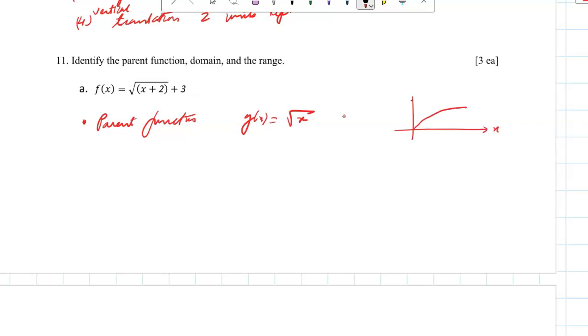Oh, it's like this, right? This is it. Oh, it's like that. Okay, why? Let me explain why. What is the root of 0? 0. Root of 1? 1.